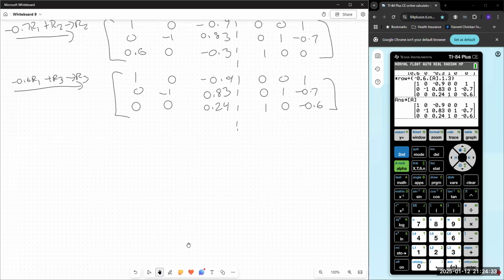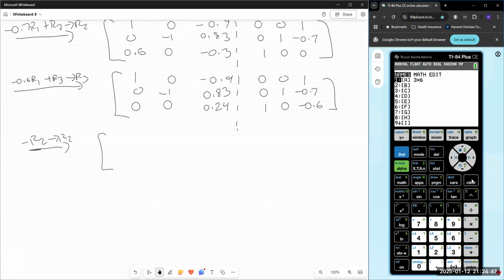So let's go ahead and do that. We have negative row 2 to make a new row 2. That's a pretty easy operation on here. Second matrix math, multiply a row. So we want negative 1, matrix A, row 2, Shazam. And there we go. We have our new matrix. I want to go ahead and store that so I don't lose it.